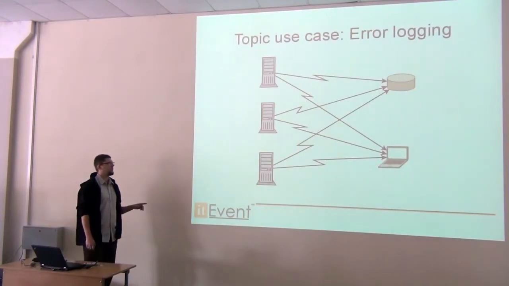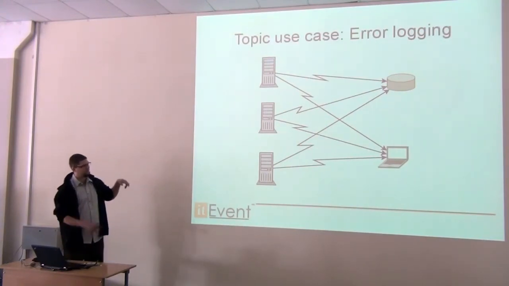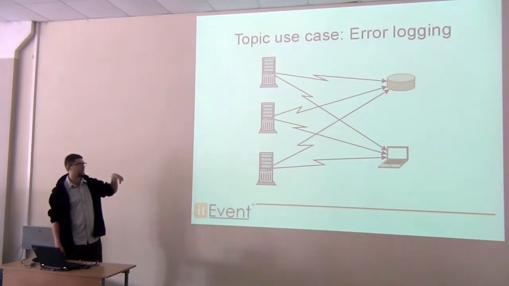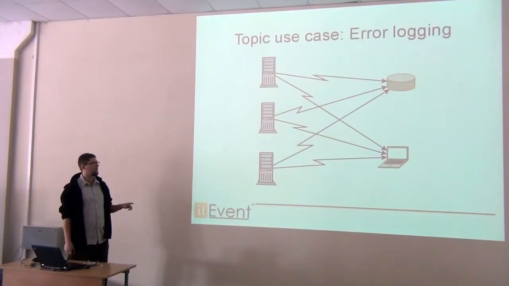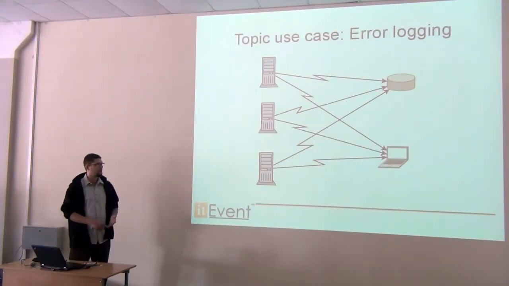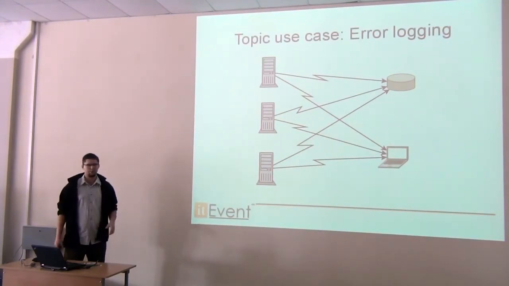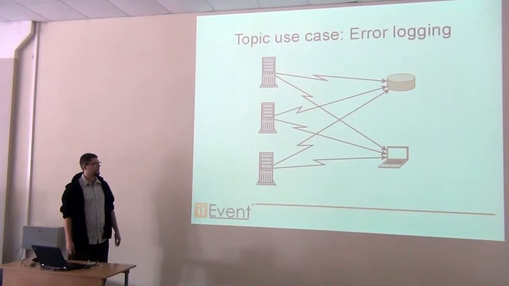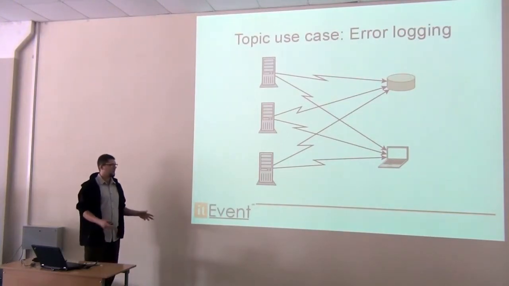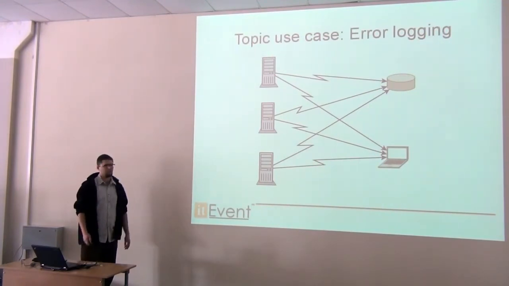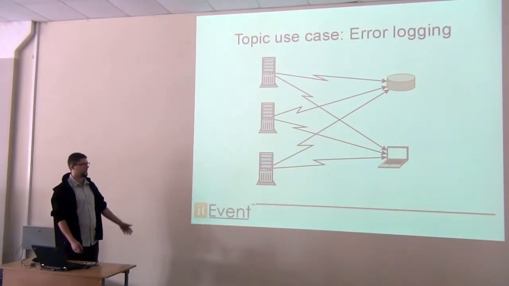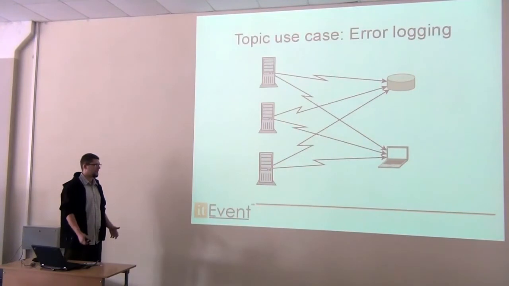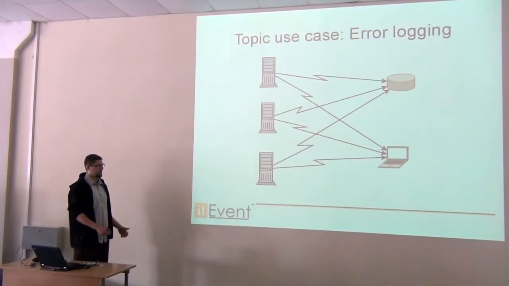What are the problems with this? Firstly, as you can see, each production app has to communicate with each of the error listeners, let's call them. So it has to know where those error listeners are and how to communicate with them. And secondly, it has to implement some mechanism to handle error listener failure. Because what to do when an error happened, and sending an email that an error happened failed?